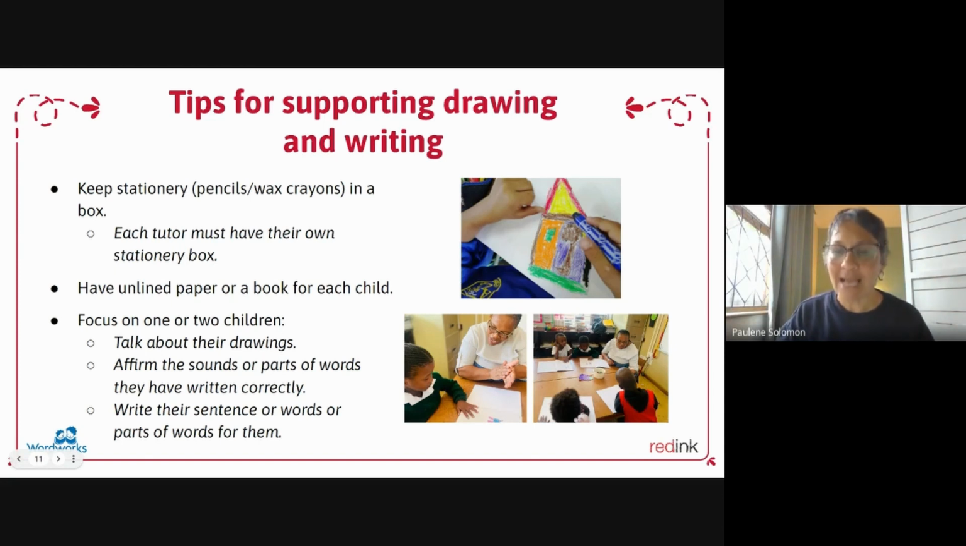And let them try. And as they're writing, you take note of a sound that they're using correctly or a part of a word that they've written correctly, and then affirm that. So let's say they wrote, Tina's kicking the ball. Are you with me? And they've got the B right. They didn't get the rest right, but they got the B. You say, look at that. You're right. B is for ball. That's all you have to do.